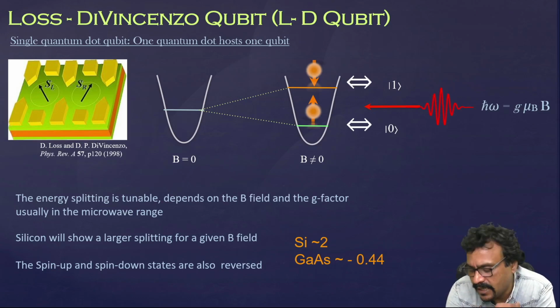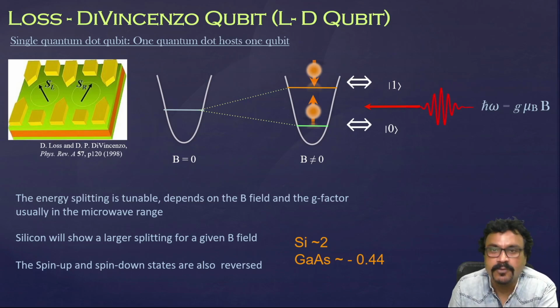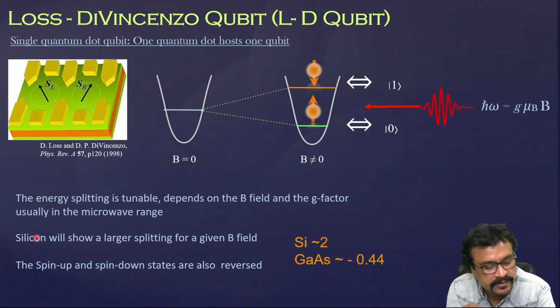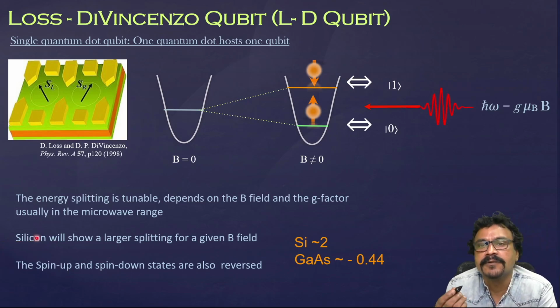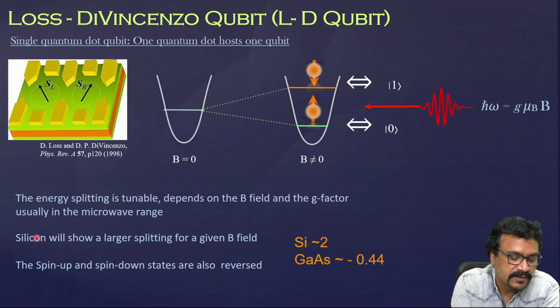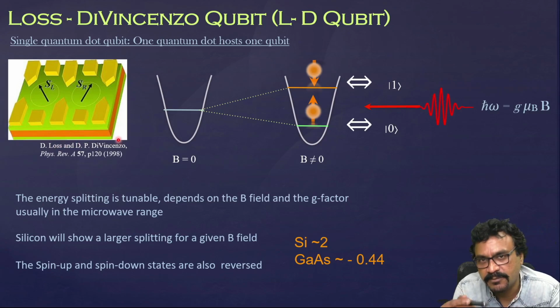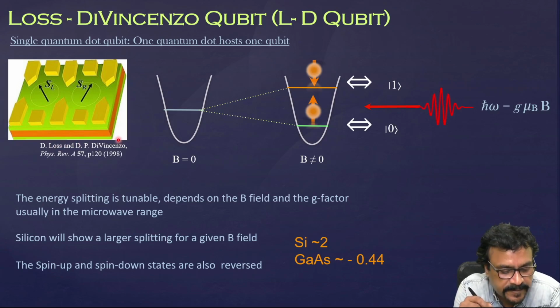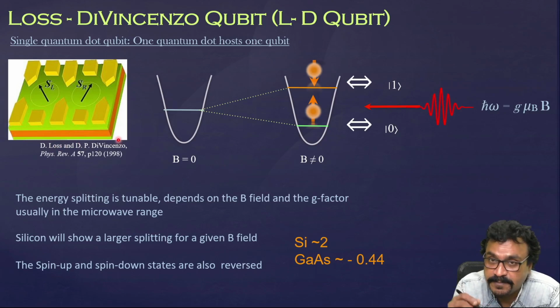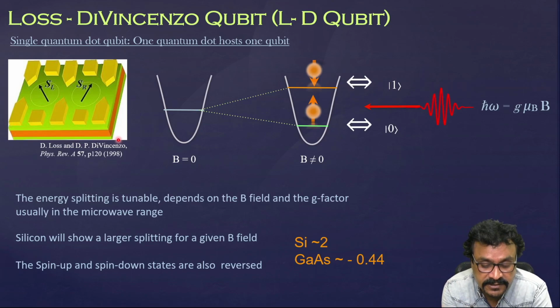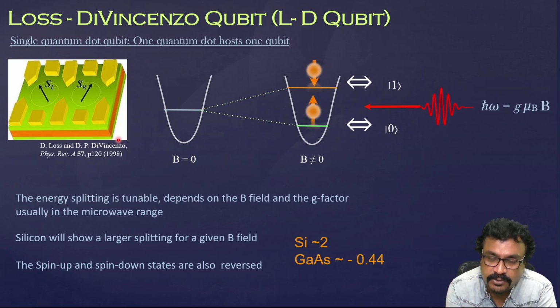The original idea of using quantum dots to host qubits was by Loss and DiVincenzo, which came out in the late 90s, where you can use the spin states of single electrons confined in a single dot to store and manipulate information.